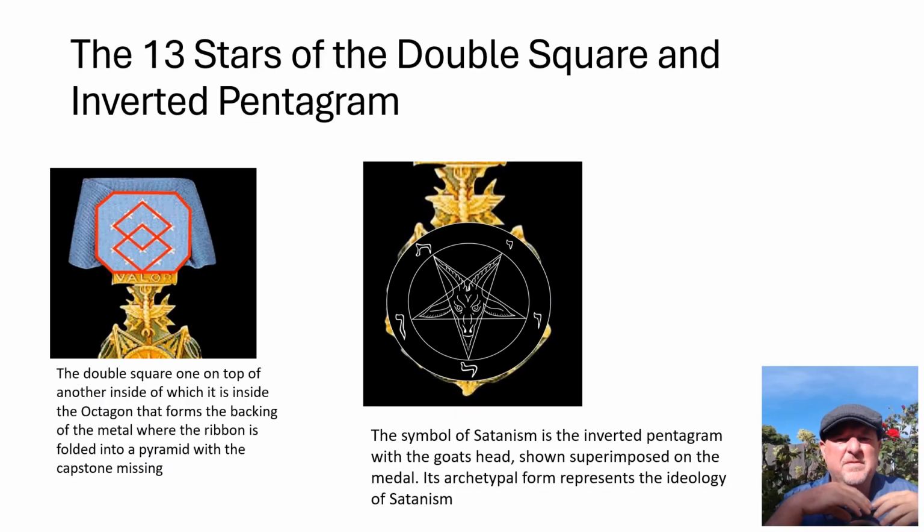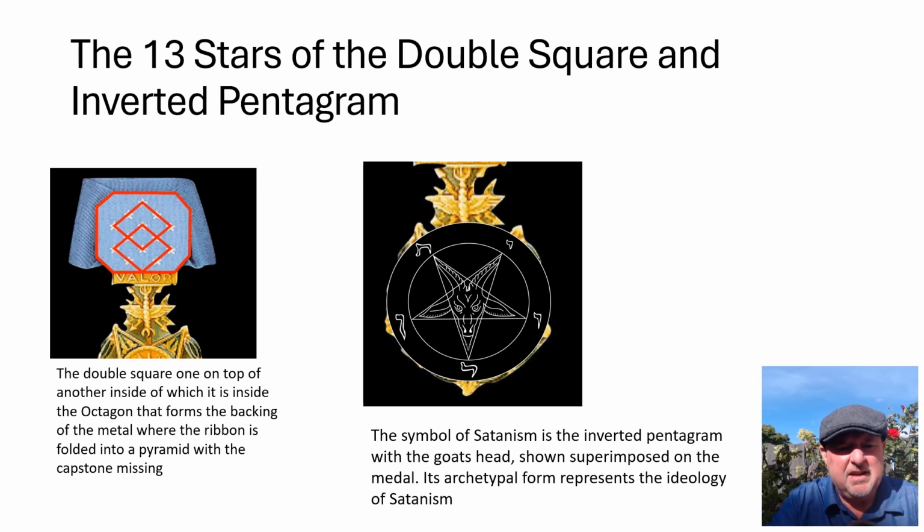Now, above the medal is a ribbon, and we can see on this ribbon are 13 stars. They are in the configuration of a double square, one on top of another, inside this octagon, forming the backing of the medal. The ribbon is folded into a pyramid with its capstone missing, which is a trapezoid. The trapezoid is another favourite symbol of Satanism.